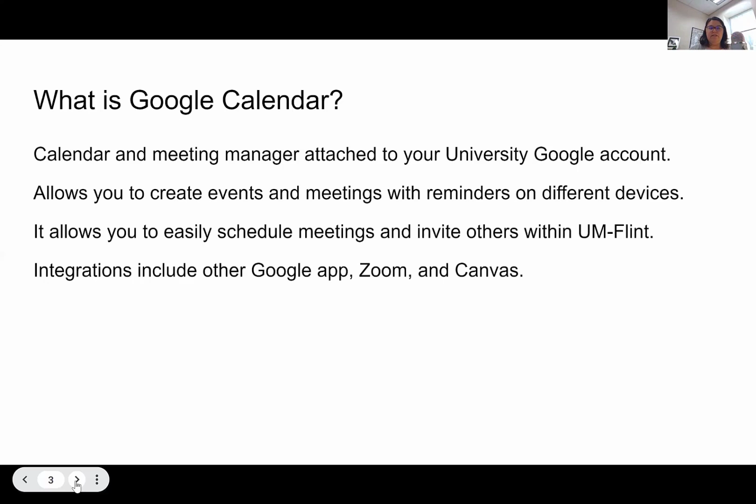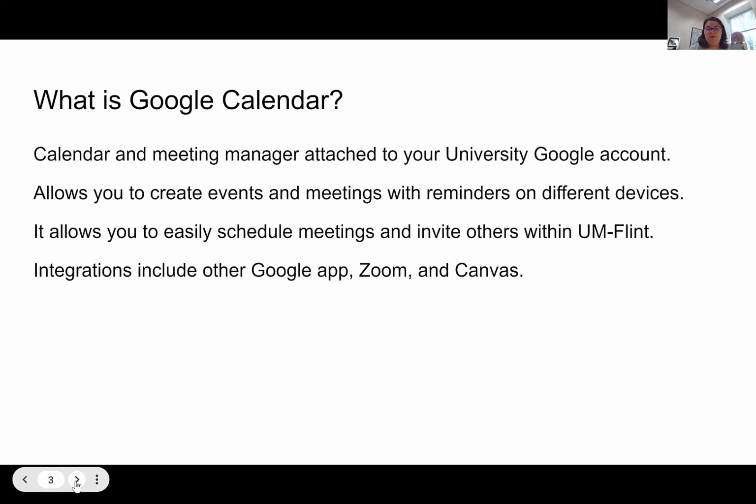So Google Calendar is a personal calendar, but also a meeting manager that is attached to your university Google account. So it's attached to your Gmail, and it's one of those apps that are in Drive as well. It allows you to create events and meetings with reminders across different devices. So you're able to do that on a web browser, but also on your phone or a tablet through an app you can download. If you have an Android device, most likely you already have these apps on your device. With iPhones, you'll actually have to download them and integrate them.